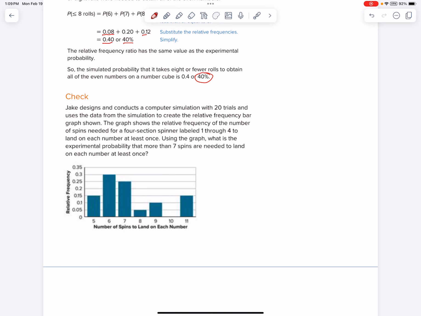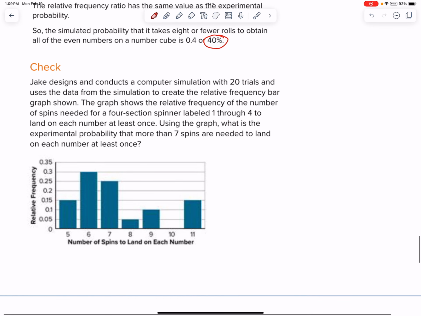So let's go ahead and try this one. It says Jake designs and conducts a computer simulation with 20 trials. Okay. You can't tell that from looking at this. There's nothing that says how many trials on here, so you only know from up here. They use the data from the simulation to create the relative frequency bar graph shown below. It shows the relative frequency of the number of spins needed for a 4-section spinner labeled 1 through 4 to land on every single number at least once.